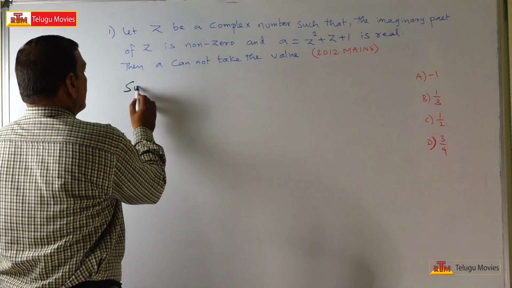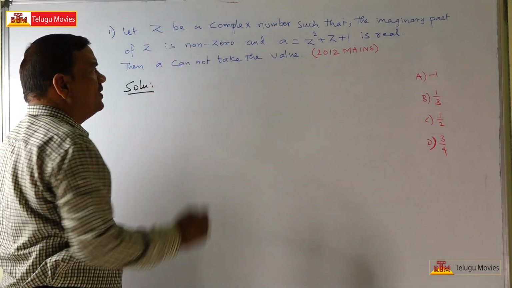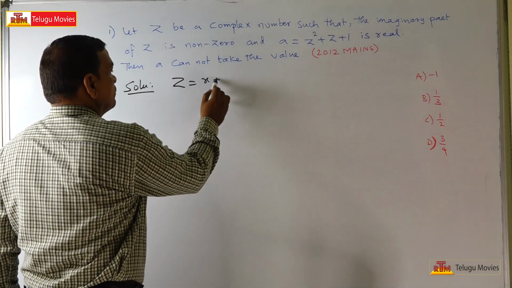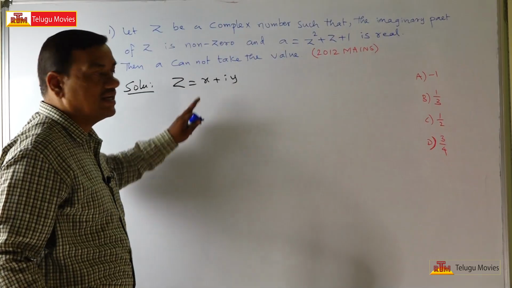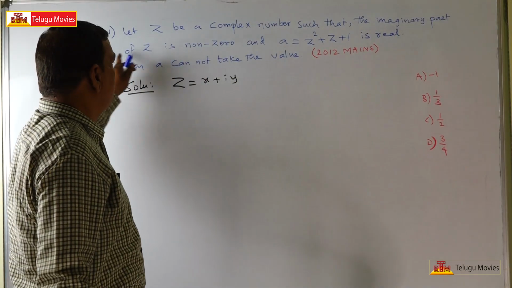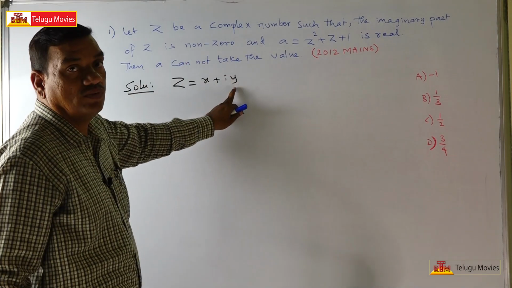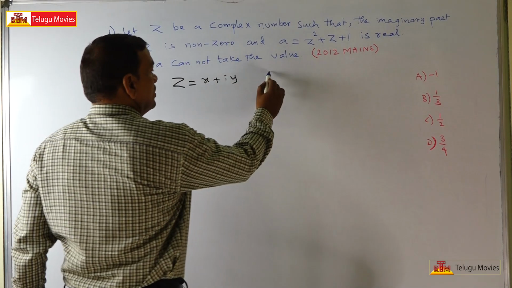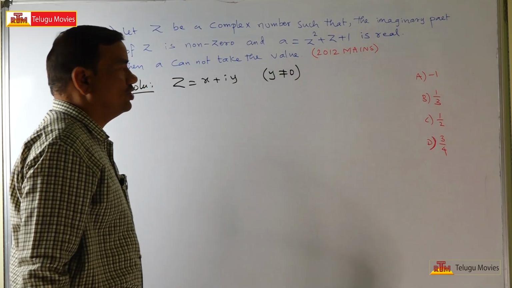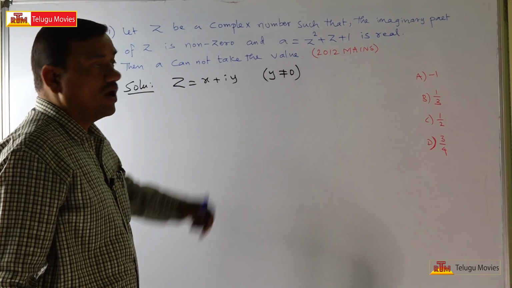Solution. Let Z be a complex number. So generally we will take Z is equal to X plus iY, where X is the real part and Y is the imaginary part. He says that the imaginary part is non-zero, that is Y is not equal to 0. Okay, now one more thing is given.